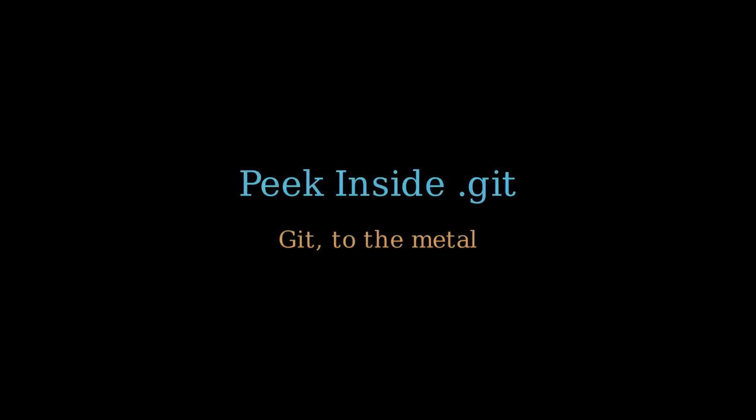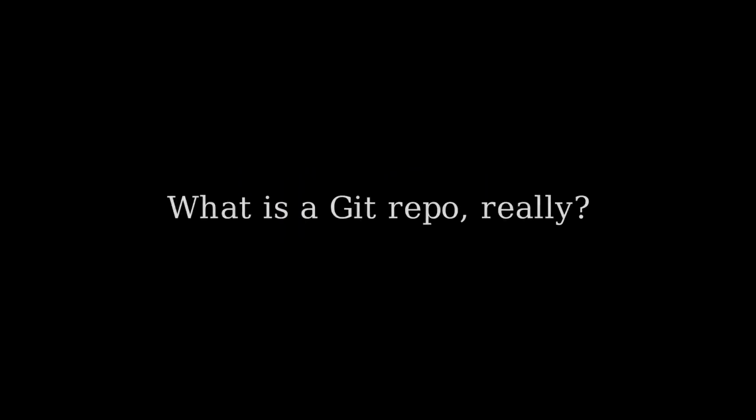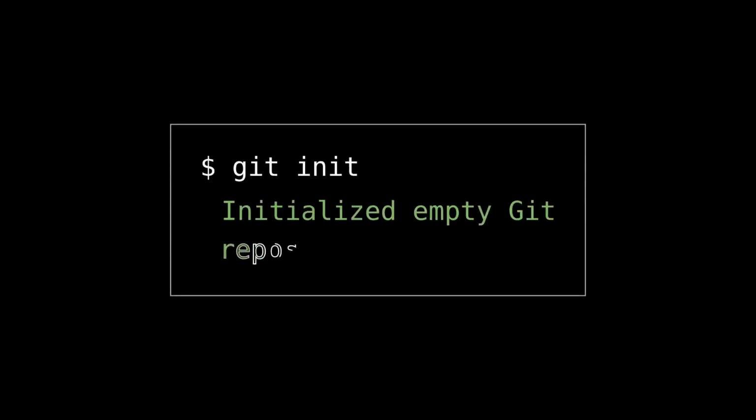Visualized to the metal. Episode 1, Segment 2, Peek inside .git. We saw 3 states, but where do they live? Let's create a repo and look at what Git puts on disk. Git says it created an empty repository in a hidden folder called .git. That folder is the entire database.